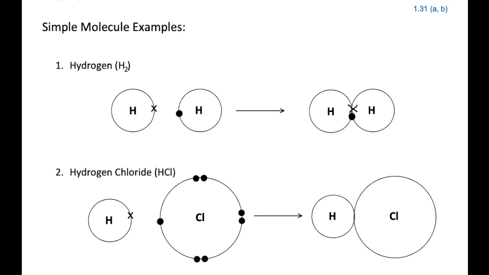The next example is the one we've already looked at, hydrogen chloride. It's not too different from hydrogen because one covalent bond is being formed between two atoms which only need one more electron for a full outer shell. Oops, I'll just add these electrons in.